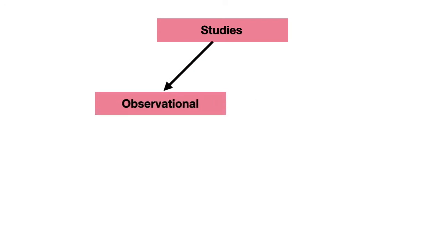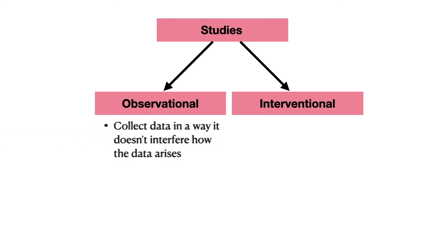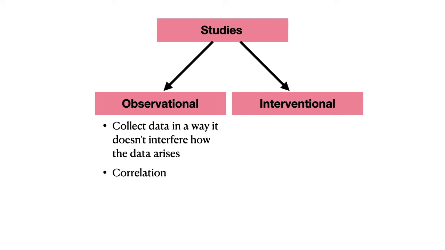So studies are basically divided into two. They can be observational or interventional. In observational, we collect data in a way that doesn't interfere with how the data arises, which means that the researcher doesn't interfere with the study subjects. The results that we get from an observational study help us in establishing correlation.